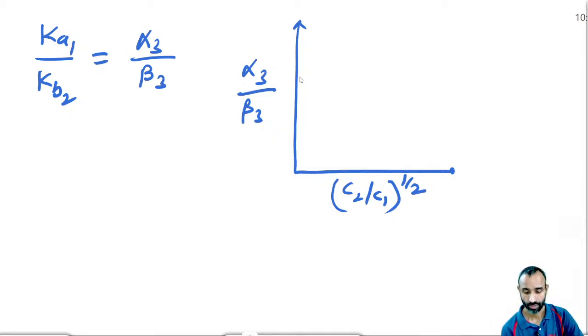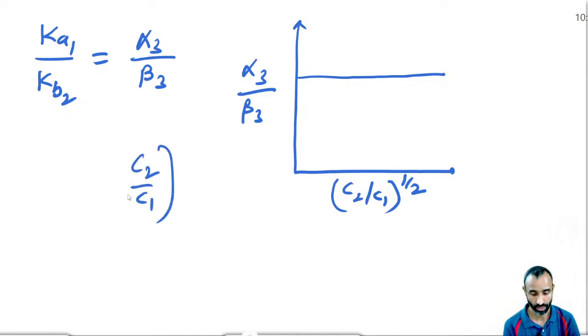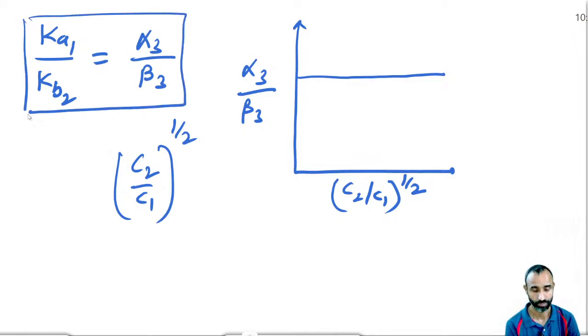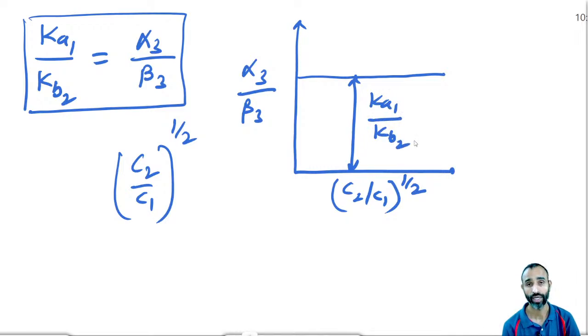It is horizontal to the equation because it is independent of C2 by C1 square root. C2 by C1 square root is not appearing in the expression. It is simply equal to Ka1 by Kb2, and these are constants for acid and base, and therefore this is Ka1 by Kb2, and it remains the same whatever the ratio of the concentration may be.